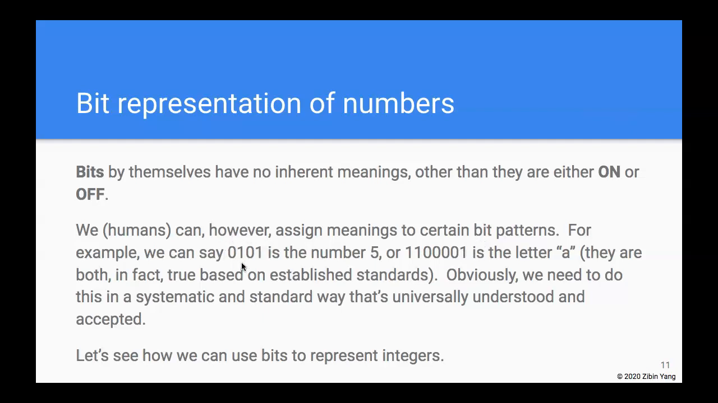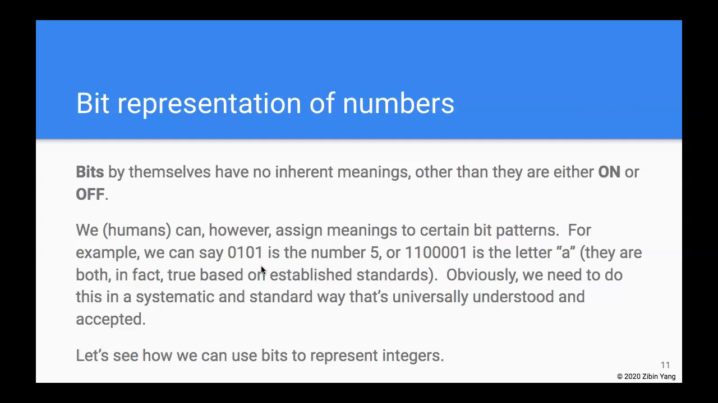For example, this is one bit pattern, 0101. We can assign a number, say 5, to it. Or another bit pattern, 11000001. We can say this bit pattern represents the letter A, and so on and so forth. Now, obviously, we cannot just assign random bit patterns to random numbers or random letters, and we need a systematic and standard approach to assigning meaning to these bit patterns.